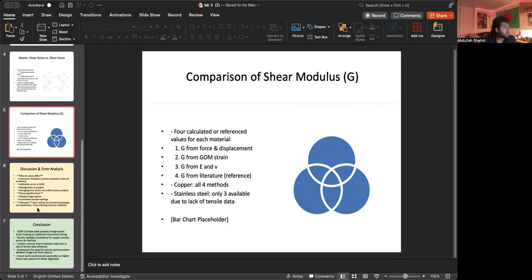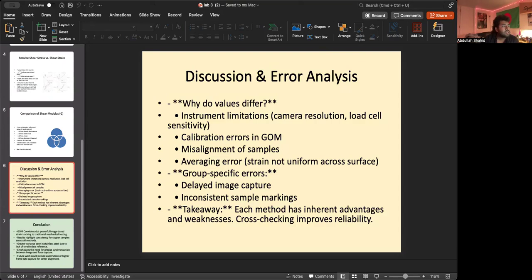Let's go to the sixth slide. Discussion and error analysis. You might be asking yourself, why do the values differ? Some causes include limitations in equipment. There might be small calibration errors here and there. And then, of course, like I said, misalignment issues. It was very hard to set up. It was very shaky. And after setup, sometimes the samples got misaligned.